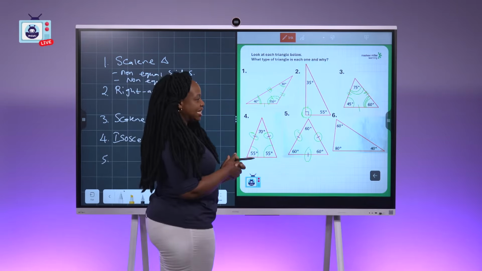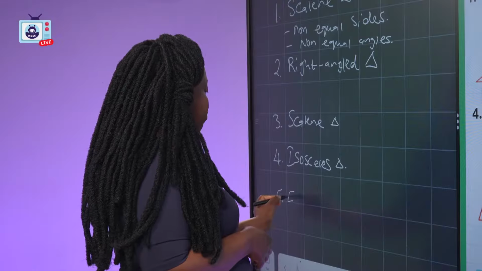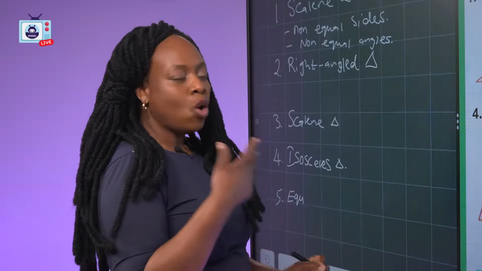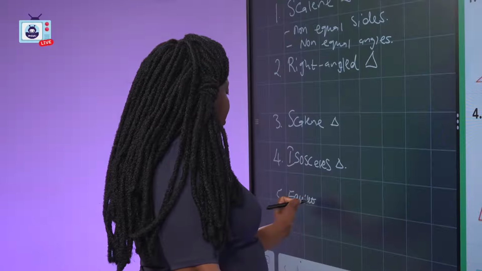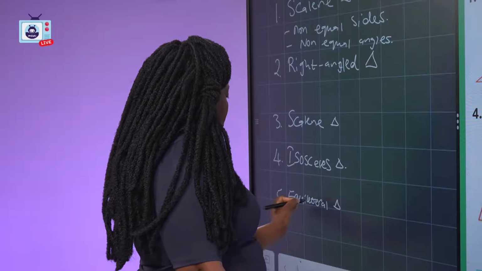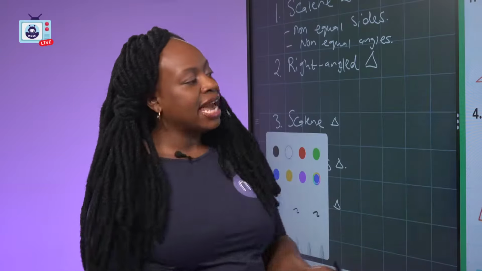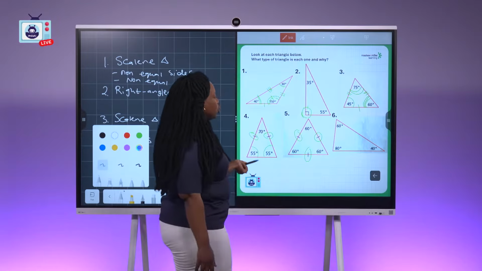Which one is that? Yes, that is an equilateral triangle because it has equal everything. Equal sides, also equal angles. So that is equilateral triangle. Equilateral triangle. It has all the equal sides and all the equal angles. So that's how you describe them.